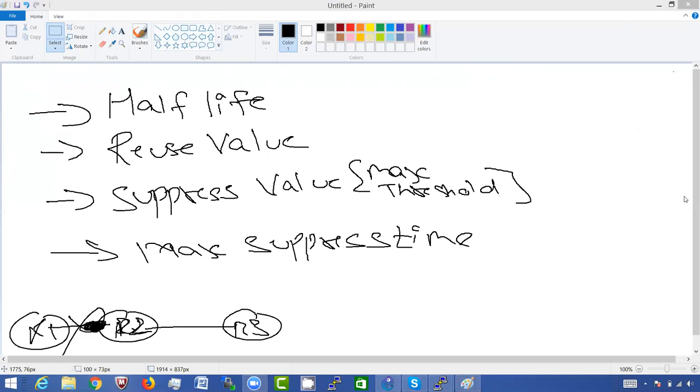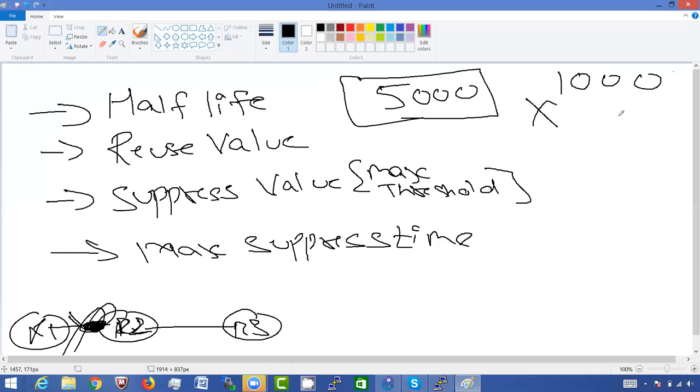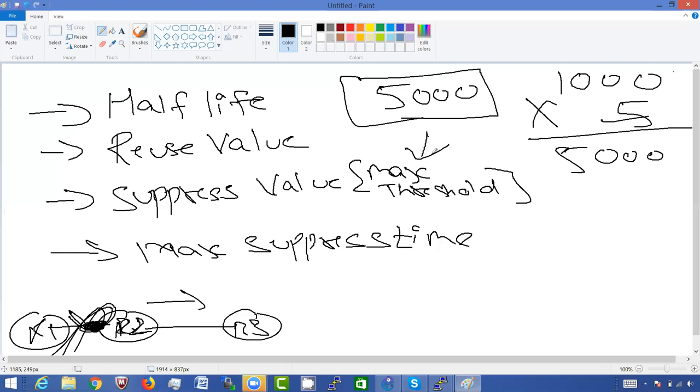Why did this maximum threshold come into the picture? Let's say this link has flapped once, so my router has assigned a penalty. I don't want my router to suppress the link if it flapped just once, because this can be a normal flap. So I'm assigning a maximum threshold. Let's say the maximum threshold is 5000. When my penalty reaches 5000, when this link has flapped five times, that means this link is not stable, and I don't want my router to advertise this interface to its neighbor. So this is the maximum threshold, one limit that I'm defining.